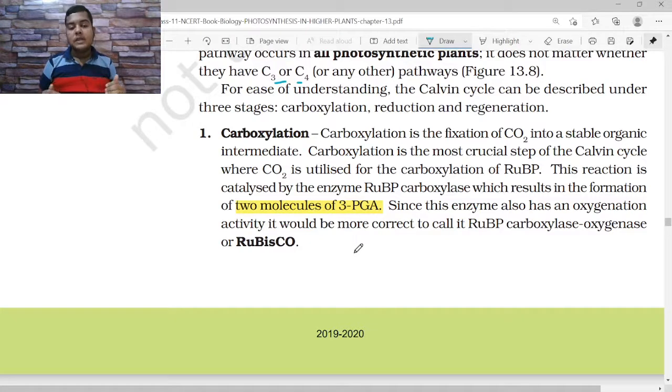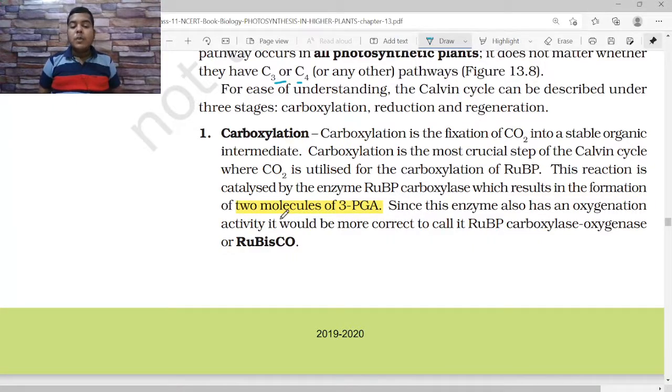कार्बन डाइऑक्साइड के फिक्सेशन को ही हम कार्बोक्सिलेशन बोलते हैं और इस CO2 को हम एक स्टेबल ऑर्गेनिक इंटरमीडिएट में कन्वर्ट करेंगे. ये बहुत इंपॉर्टेंट स्टेप है केल्विन साइकिल का बिकॉज इट इज द फर्स्ट स्टेप. ओके, जहाँ पे CO2 यूटिलाइज होगा. कौन CO2 कार्बन डाइऑक्साइड को यूटिलाइज करेगा? Ribulose 1,5-bisphosphate will utilize it. So this reaction is catalyzed by the RuBP carboxylase. So the carboxylase enzyme will catalyze the reaction.